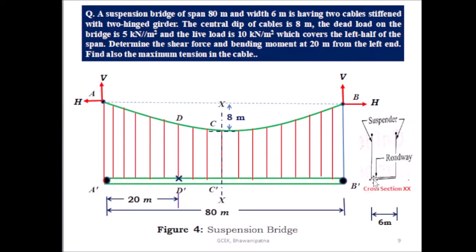This is the width of the roadway. This is the cross section. When we take a section here, this is the cross section of the roadway, and this is the roadway width, and these are the suspenders, and this point is the cable. And here this is the width of the road. So the width of the road is given as 6 meter.